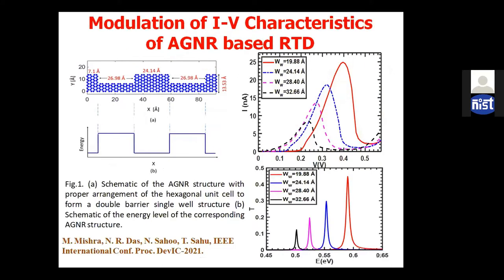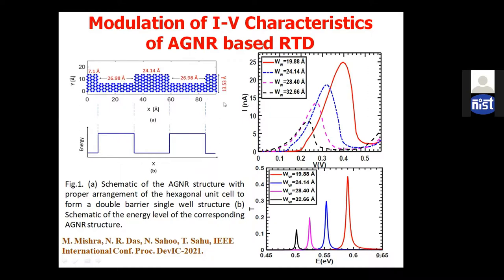So recently, as all of you know, there is a lot of interest in graphene. That means we can modulate the graphene properties. There you can use both the quantum size effect, that is the confinement effect, as well as the tunneling effect. Recently, there is this new work, in collaboration with Madhusudan Mishra and NR Das from Kolkata University, with Professor P. Sahoo from NIST. So here you can play with the carbon atoms in graphene. So suitably you can design the carbon atoms, and you solve it by using Green's theorem.